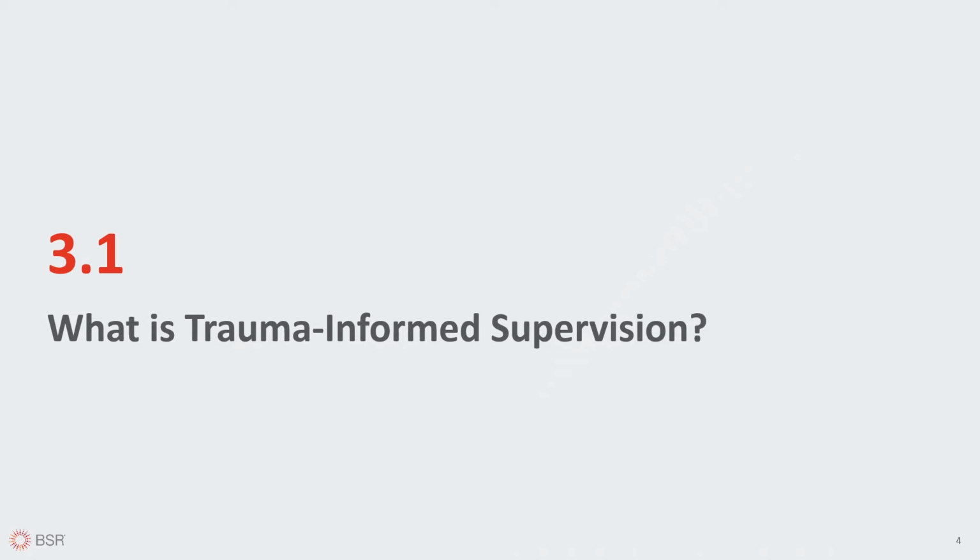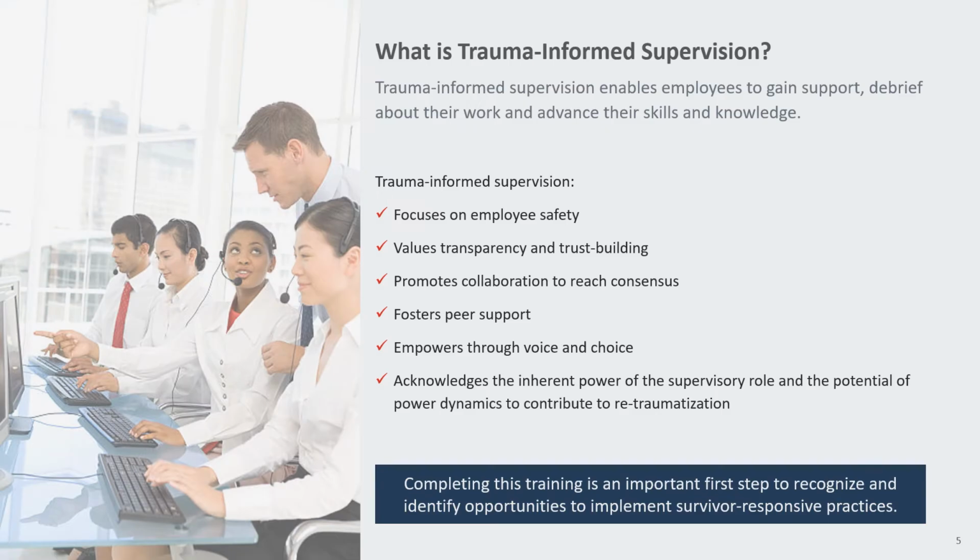Module 3.1 Key Steps for Trauma Informed Supervision. When we talk about trauma informed supervision, we are referring to ways people managers can better provide support to the people they supervise to foster growth. Trauma responsive supervision requires an acknowledgement of the inherent power of the supervisory role and the imbalance of power between supervisors and those they supervise.